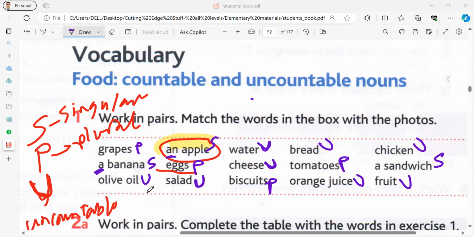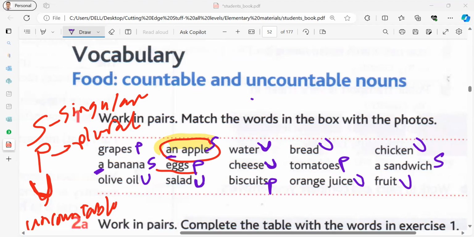Did you notice something? All the words we wrote P and S: grapes, a banana, eggs, an apple, biscuits, tomatoes, a sandwich. Right? Yes. So what is this? Countable nouns. But countable nouns, as I told you, may be singular or plural.